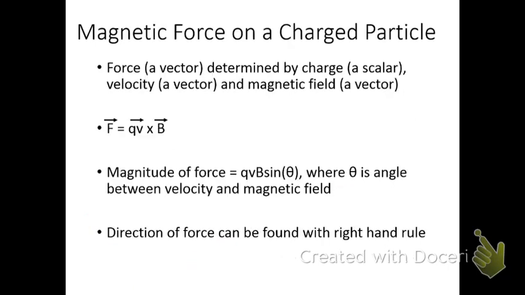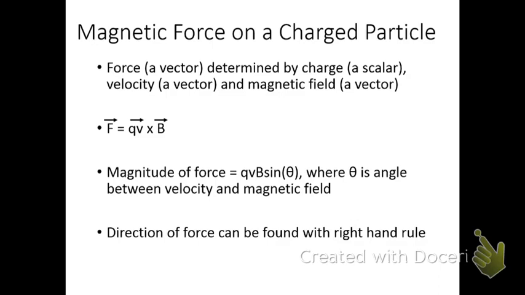Now, things start getting really interesting when you compare electricity and magnetism. For example, a charged particle is only going to feel a force due to a magnetic field if that charged particle is moving. If it's perfectly still, it feels no force. And you can find that force through what's called a vector cross product. A vector cross product is a means of essentially multiplying two vectors together to produce a third vector.